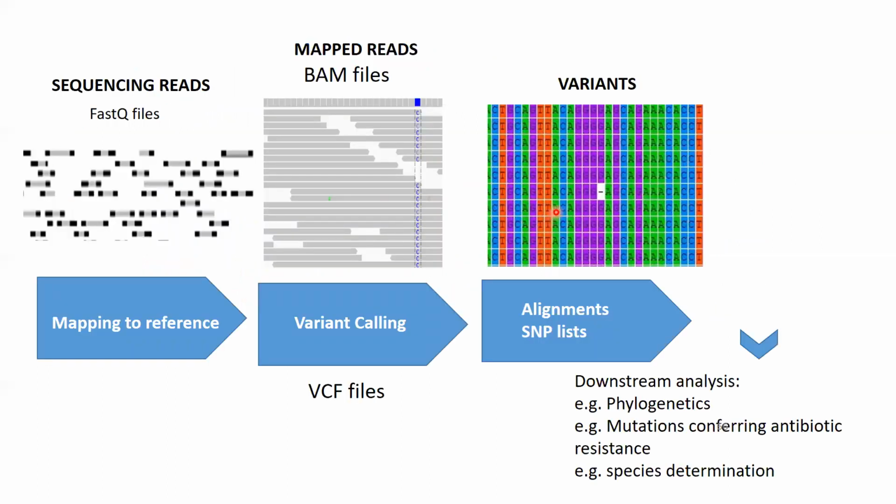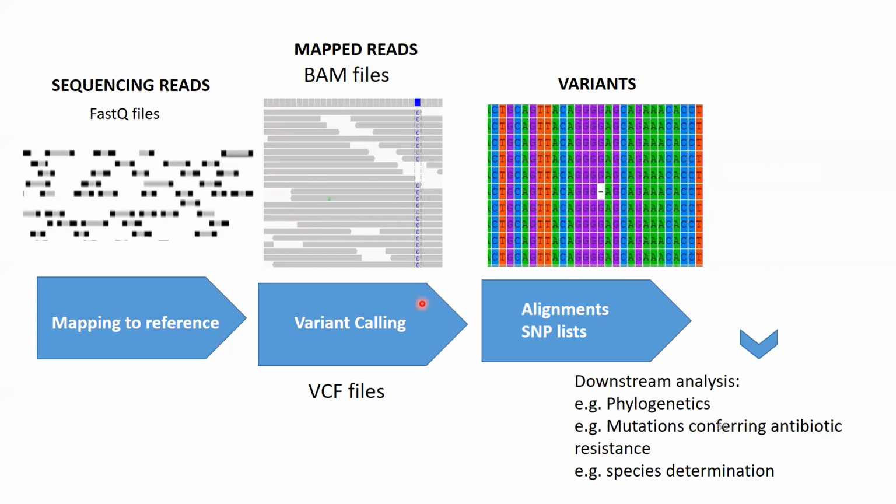So to finish, I just want to give you a general overview of this webinar. We start with sequencing reads, which in their raw state are stored in FASTQ files. Those sequencing reads are mapped to a reference chromosome. And once they are mapped, that output is stored in BAM files, which contain information about the alignments of our reads with respect to the reference genome.